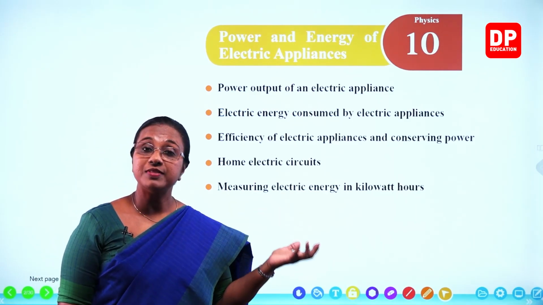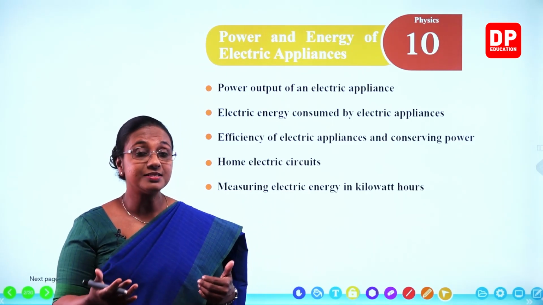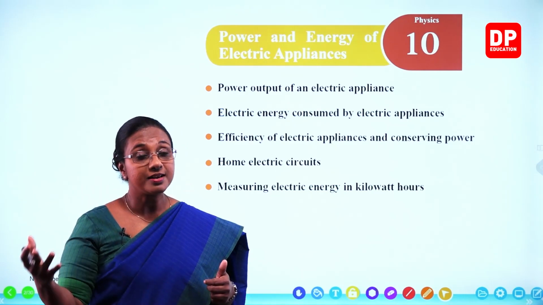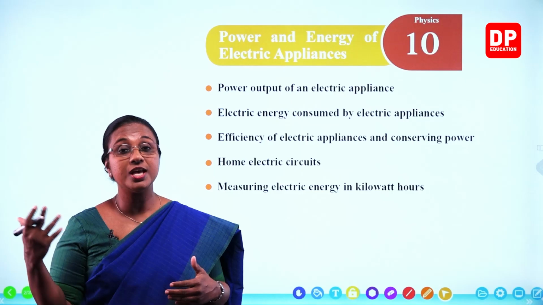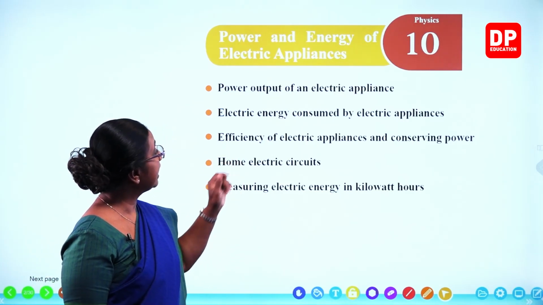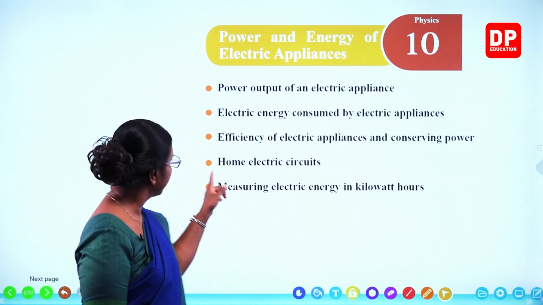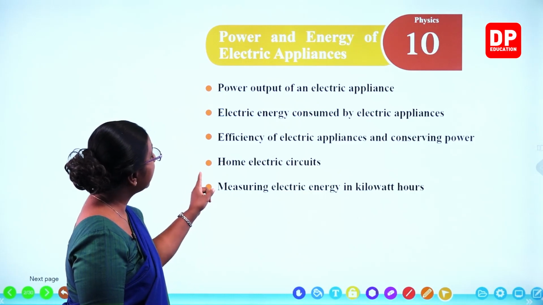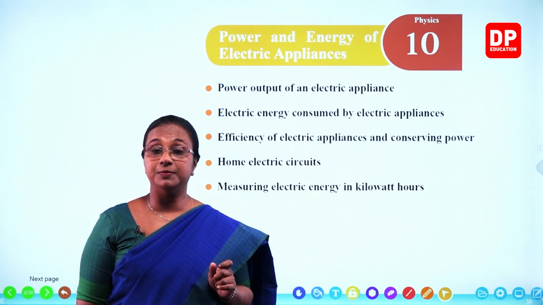You all know some of the electric appliances use less electricity. Electricity consumption is less. Whereas there are some appliances that take up more electric energy. They use more electric energy. So, that is why we need to know the electric energy consumed by electric appliances. Then the third topic, efficiency of electric appliances and conserving power.